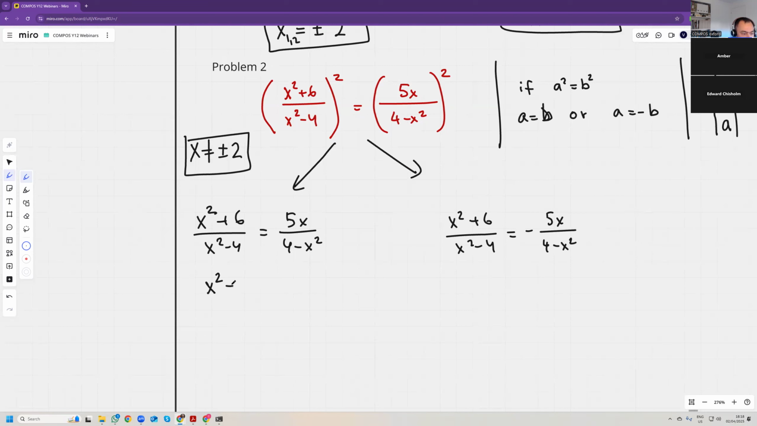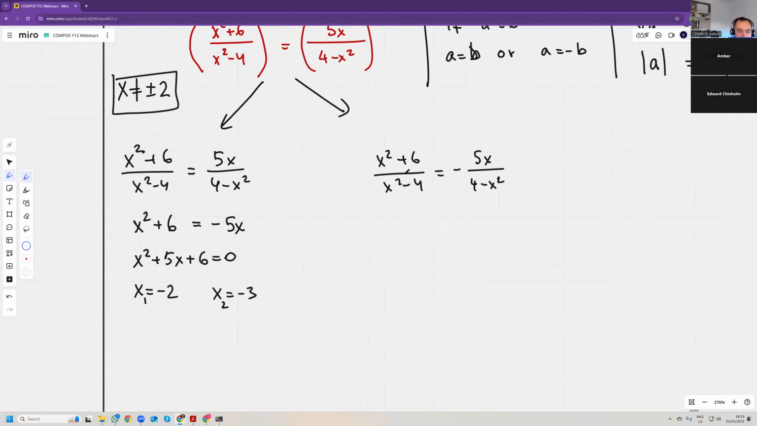So we get x squared plus 6. And you notice that this denominator is the same, just with a minus. So that becomes minus 5x. x squared plus 5x plus 6 equals 0. x equals negative 2. x equals negative 3. So that's the second solution.